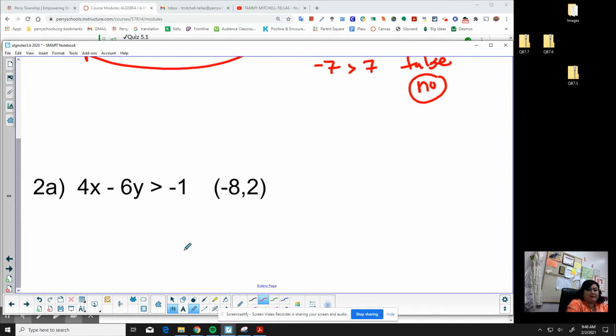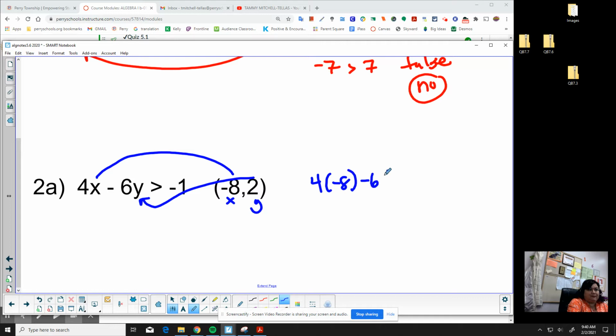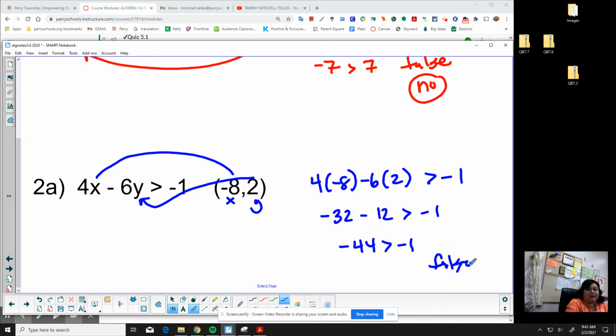Okay, I'm hoping this last one is part of the shaded area because so far they've all been no. So let's put them in here. X is going in and Y is going in. So 4 times -8 minus 6 times 2 is greater than -1. So let's see. -32 minus 12 is greater than -1. So that's -44. That's also false. So on your homework, they won't all be not true. But here in these examples, they're all not true. It's not part of the shaded area. So if I were to draw the picture, the point -8, 2 would not be in my shaded area. It's not part of the solution.